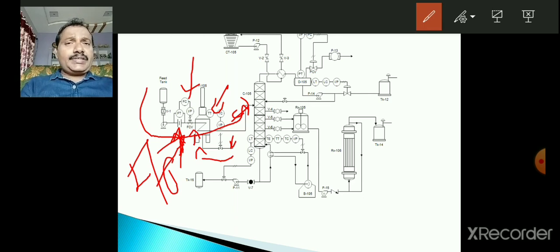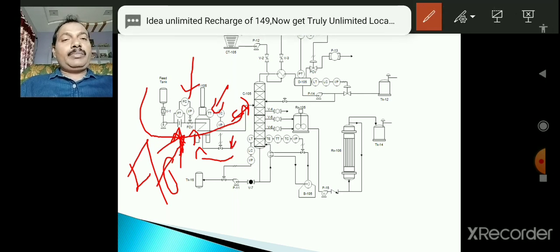These things you have learnt in process control, and what you have to do is get the symbols of each chamber, each pump of the oil and natural gas or petrochemical plant.